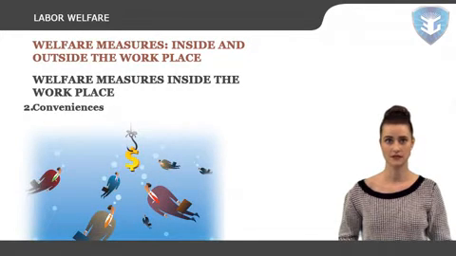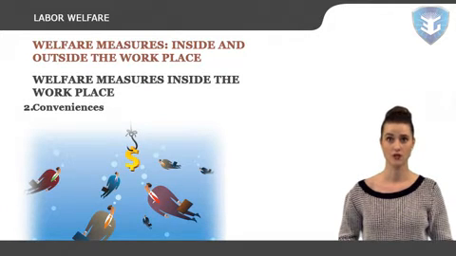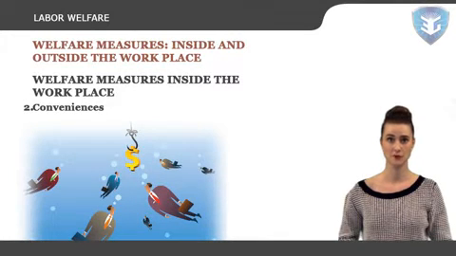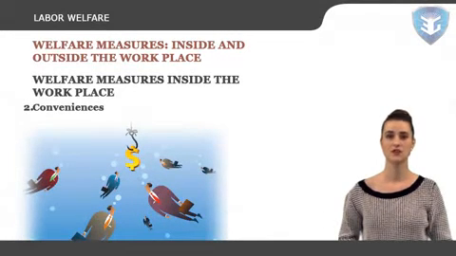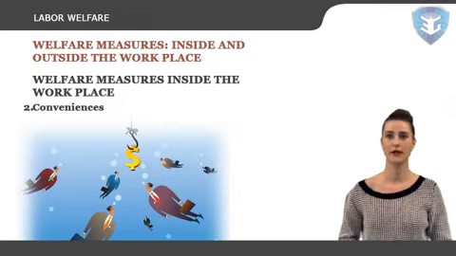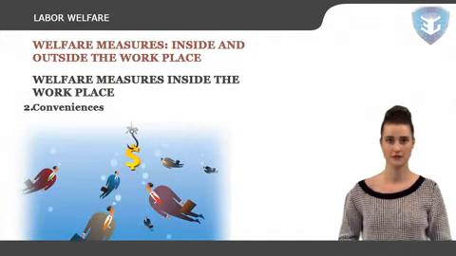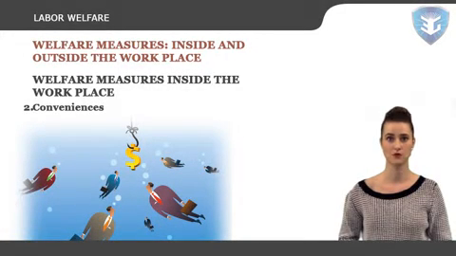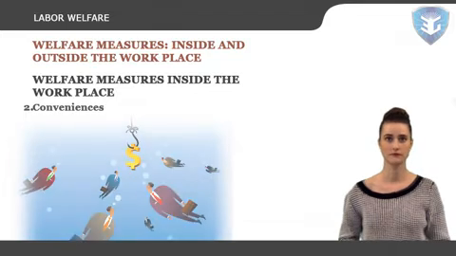2. Conveniences. A. Urinals and lavatories, wash basins, bathrooms, provision for spittoons, waste disposal. B. Provision of drinking water, water coolers. C. Canteen services, full meal, mobile canteen. D. Mobile phones and email facilities. E. Management of workers' cloak rooms, restrooms, reading rooms, and sectional library.